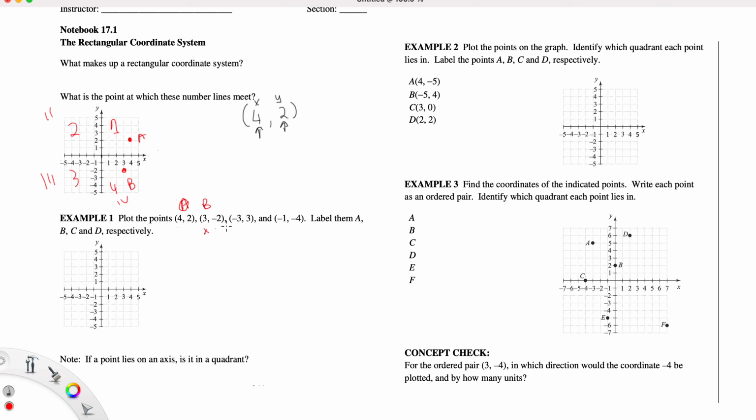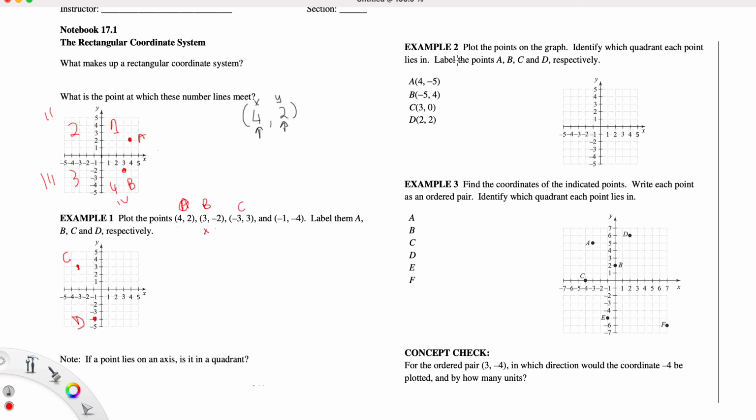Okay, next I'm going to plot C. I'll plot C down here, where x is negative 3, and then you go up to y, which is a positive 3. And then finally, x and y, negative 1, negative 4. So you're going to go negative 1 for x, and then you're going to go down to negative 4 for D. So that's how we plot these points.